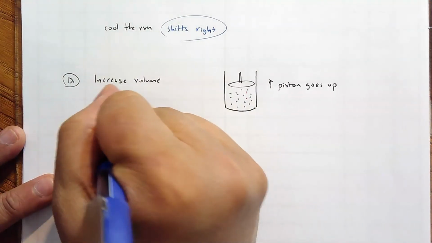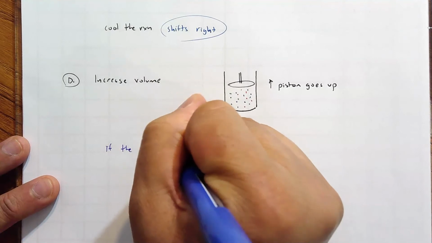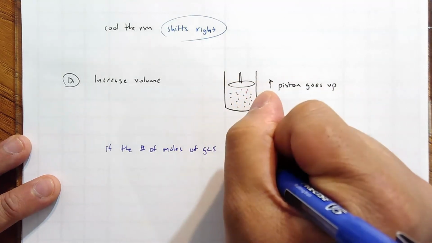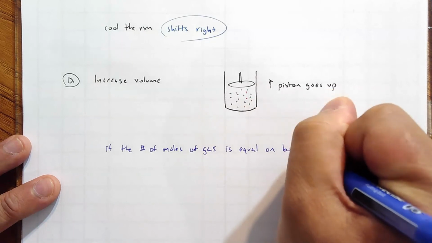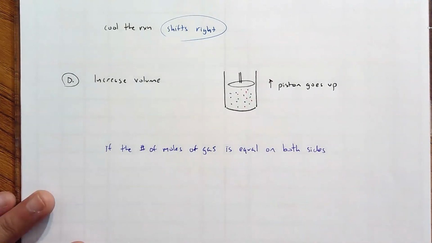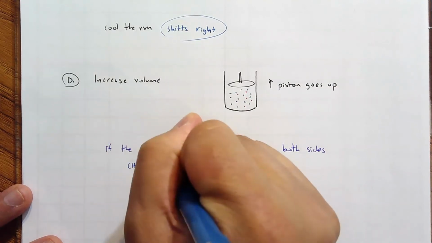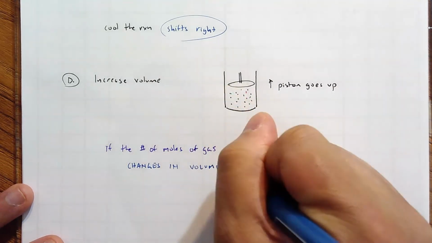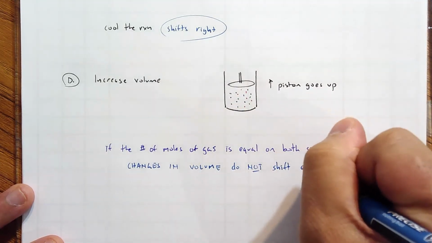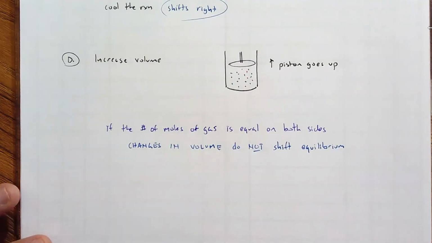If the number of moles of gas is equal on both sides, then nothing happens. Changes in volume do not shift the equilibrium. This is our first instance where there was no shifting involved. But we don't have that in this case.